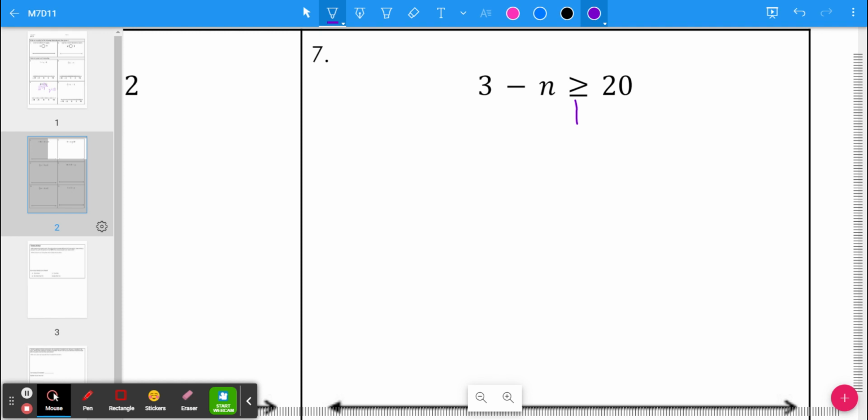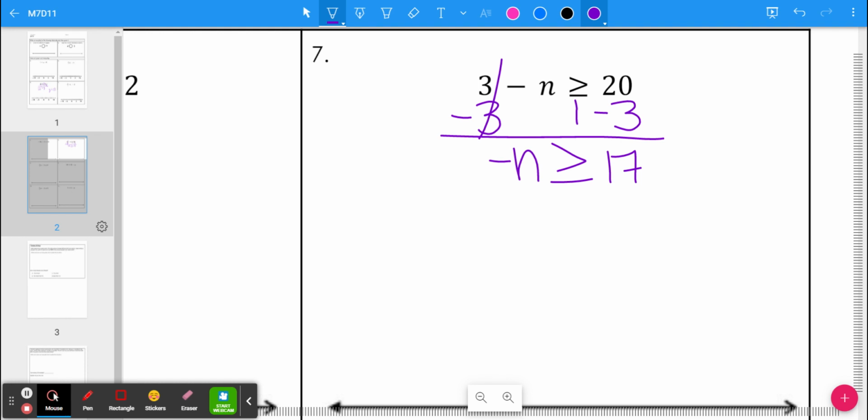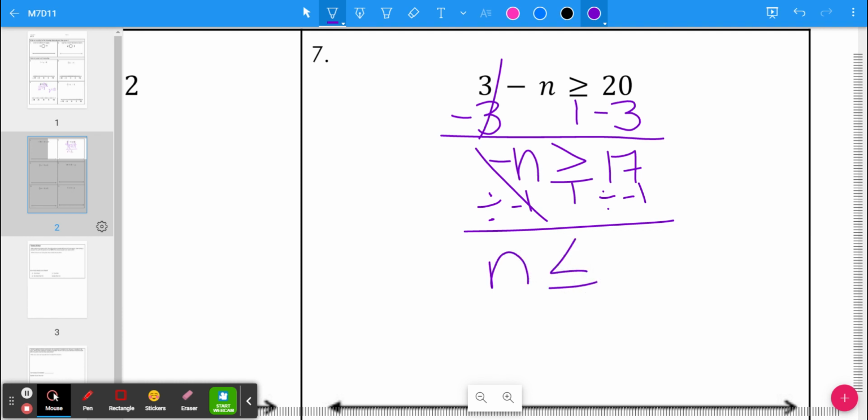So we have a positive 3 currently. We're going to undo that by subtracting 3 from both sides. And that leaves me with negative n is greater than or equal to 17. Now, to get rid of your negative n, you can either multiply or divide by negative 1. And because we divided by the negative, that flips our inequality symbol to less than or equal to, and then we have negative 17 as our answer. And again, you guys can go ahead and graph that.